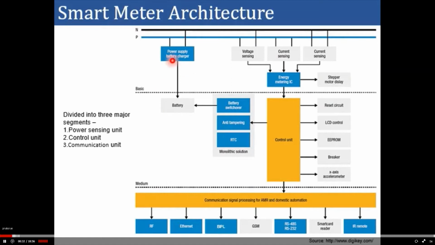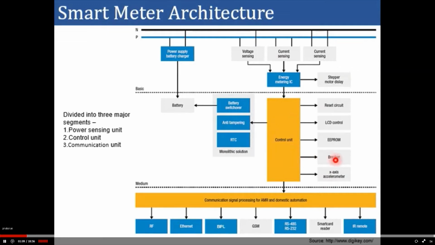In the power sensing unit, the role of this block is to sense various parameters such as voltage and current. Now this information is processed and shared with the control block. In the control block you will see there is one control unit which will process this information, and then various applications are realized.